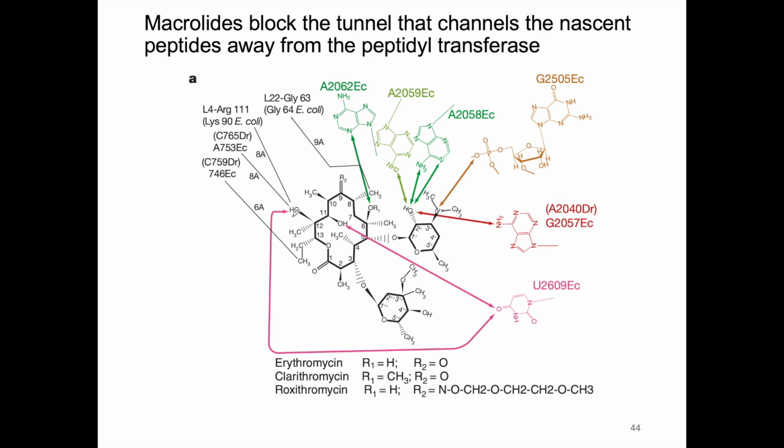So here is an interaction diagram showing how these drugs bind the ribosome. Suffice it to say, it's pretty complicated. I'm not expecting you to remember the numbers, but what you will note is that there are many polar interactions. So hydrogen bonding interactions are key between the drug and the ribosome, and that's not surprising when the ribosome is such a polar entity, and the drugs themselves have so many hydroxyl functionalities present on them that can form hydrogen bonding interactions.